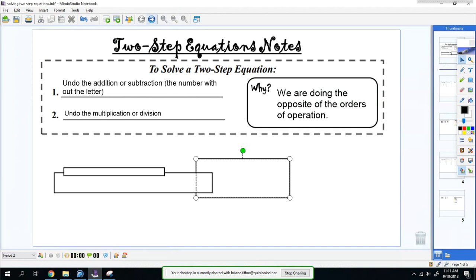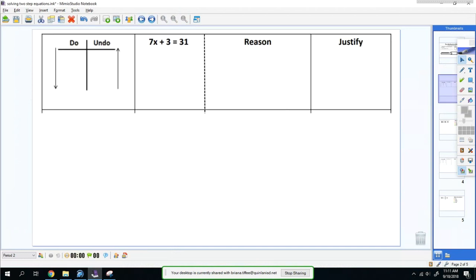Okay, so the first problem is 7x minus 3 is equal to 31. Generally, when I solve equations, I like to draw a line down the middle. So now I have a left side and I have a right side. The reason why I do this is because sometimes you don't always look at the same side where you start. This time I am going to look at the left side.